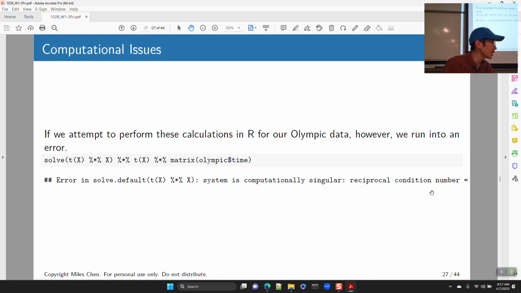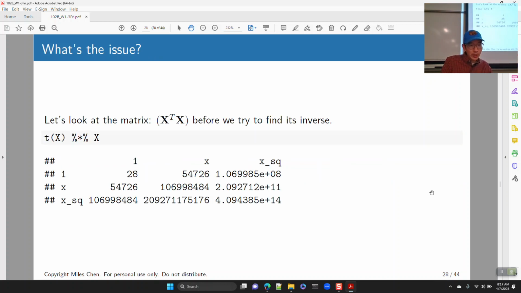Well, in the computer's eyes, it is. It's not. It is an invertible matrix. There's nothing inherently wrong about this matrix, but the computer has trouble. And the reason why is when I do X transpose X, remember that X squared column has big numbers, like 3.6 million. If I do 3.6 million times 3.6 million, I get these really big numbers.